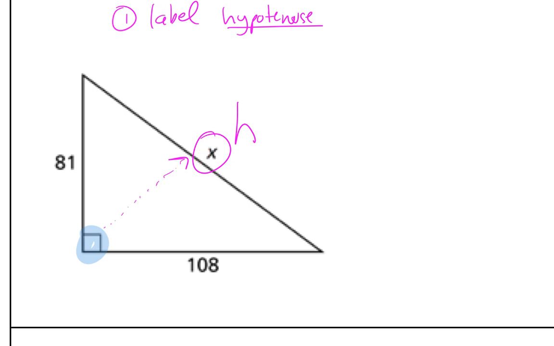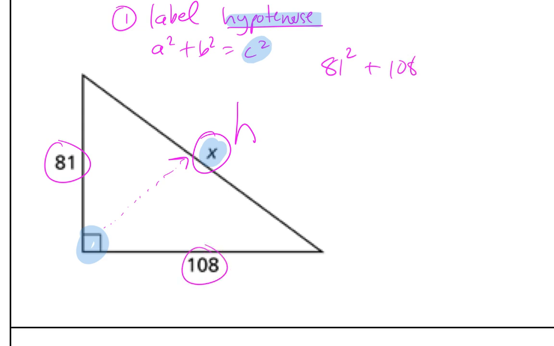That's x. So if we have a squared plus b squared equals c squared, the hypotenuse is going to be the c squared. In order to solve for x, we're going to set it up like this. A squared is going to be 81 squared, plus 108 squared, equals the hypotenuse, which is x squared. We're just using this basic setup: a squared plus b squared equals c squared.